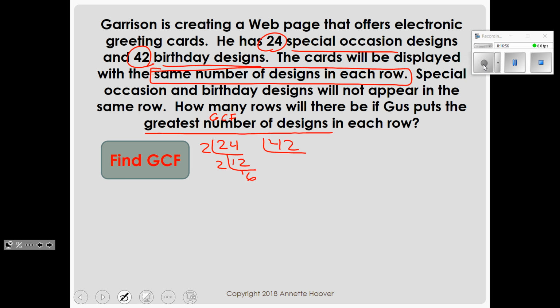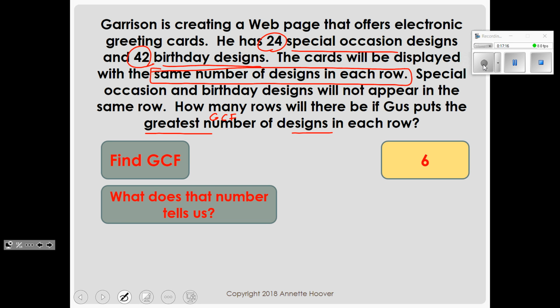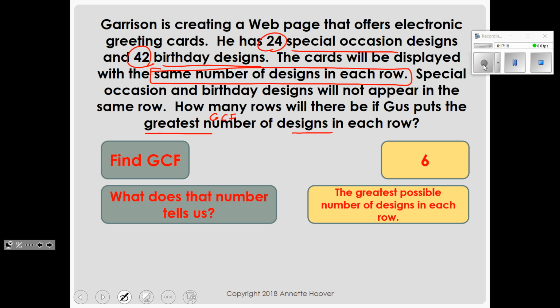So if I use my little ladder technique here, you can see that 2 times 2 times 2 times 3 equals 24. 42 divided by 2 is 21. 21 divided by 3 is 7. What do they share? They share a 2 and a 3. 2 times 3 is 6. So the greatest common factor is 6. So what does that mean? It tells us that that is the greatest possible number of designs in each row. There will be 6 cards in each row.